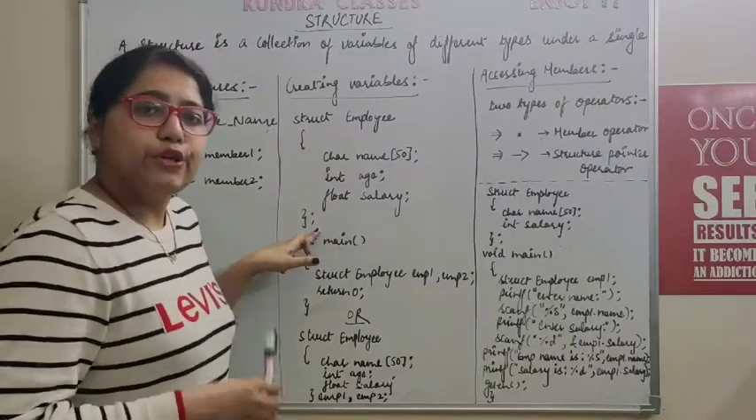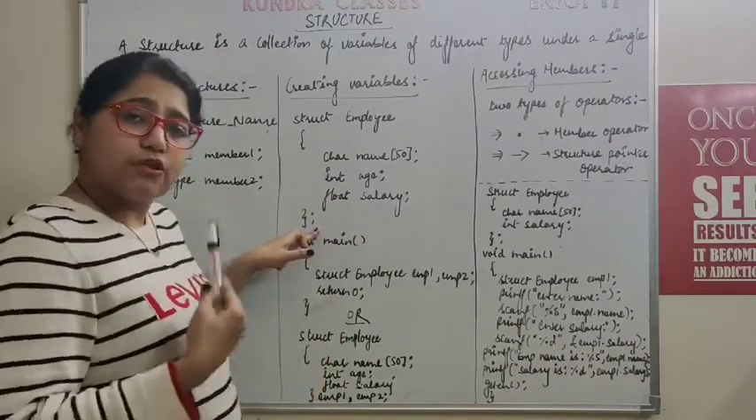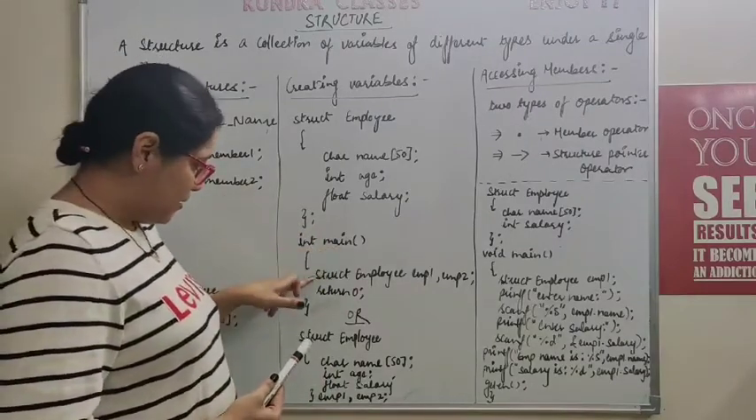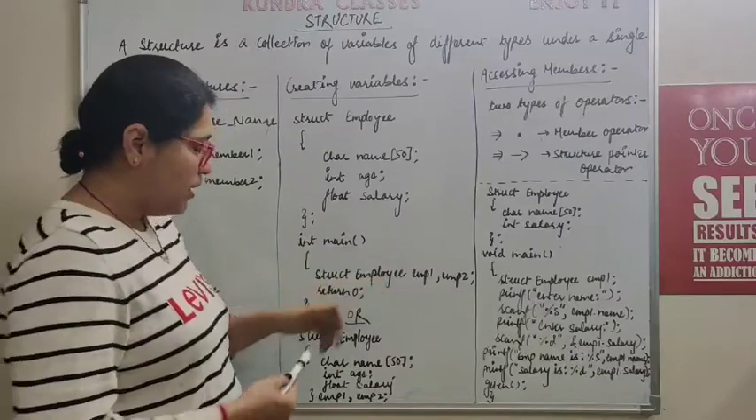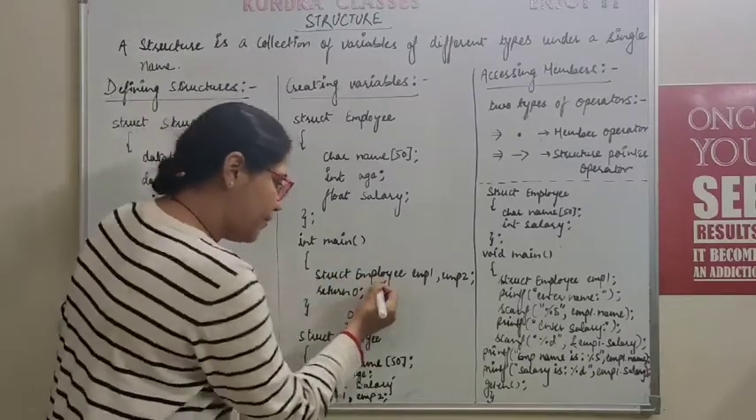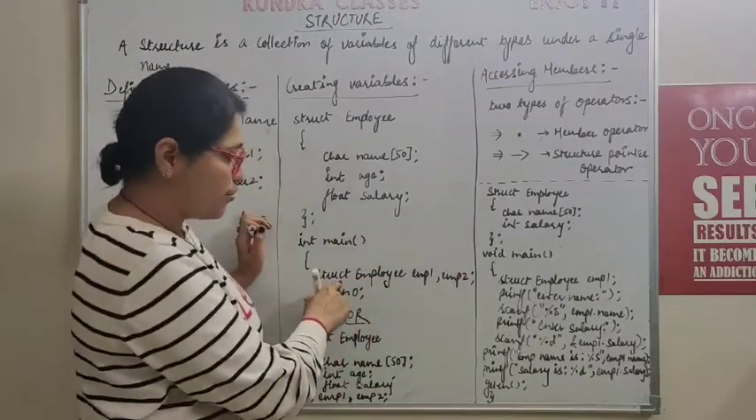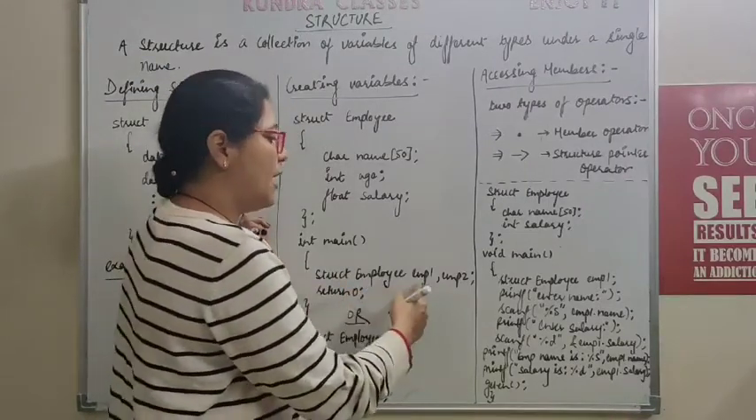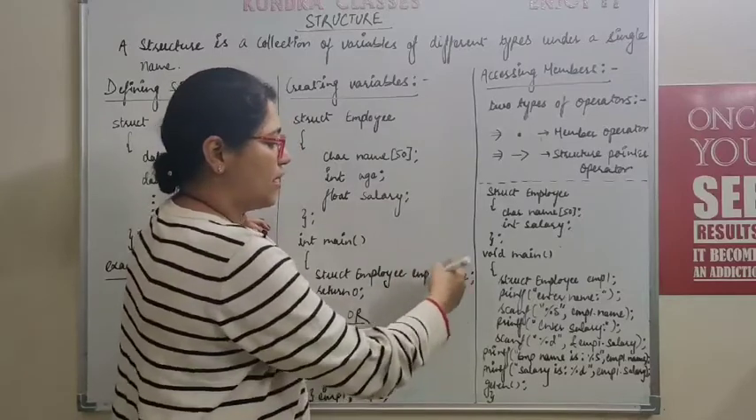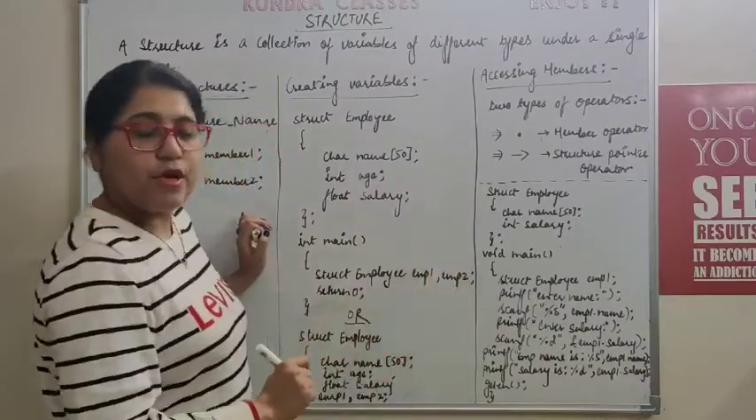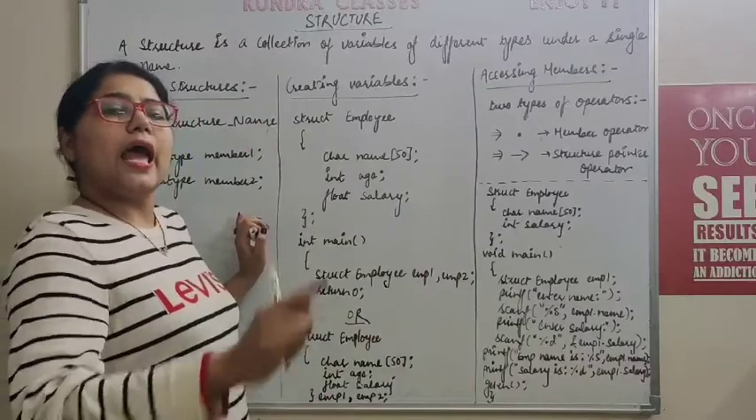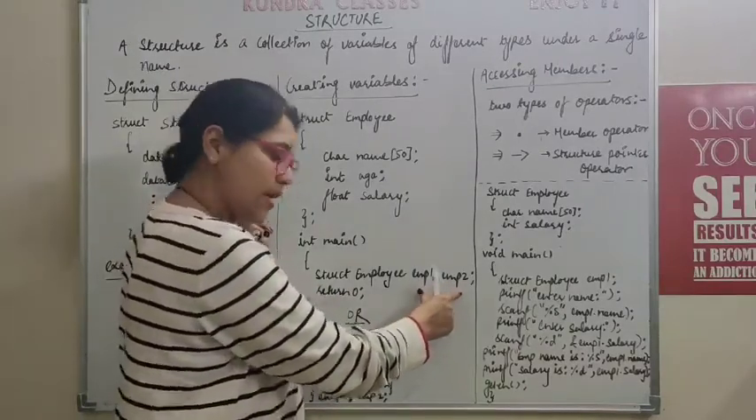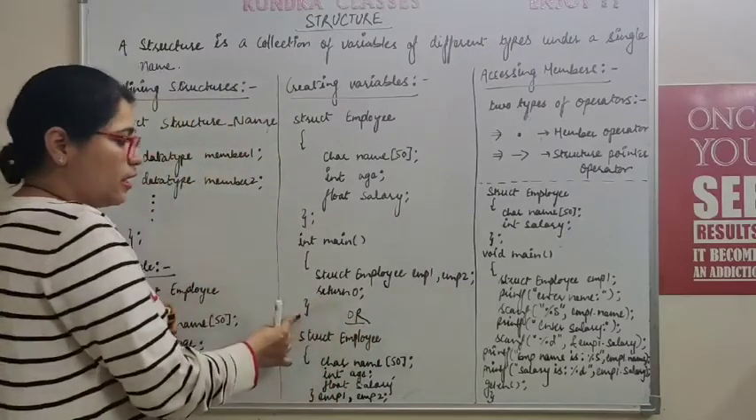Wherever I want to use that structure, मैं वहाँ structure के variables बना सकती हूँ. For example, int main, struct employee. While creating a structure variable, do remember first you have to write struct employee, that means the struct keyword and the structure name, and then the variables. I have created two variables here. You can also create an array of structure. Okay, structure variables आप array भी create कर सकते हो.